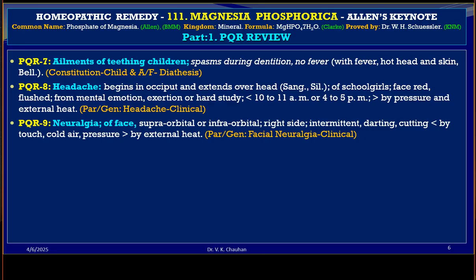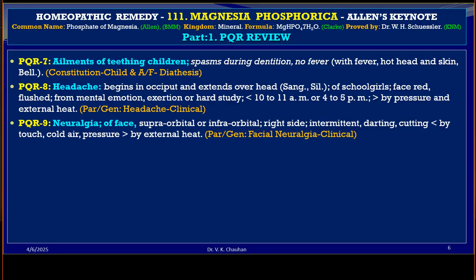Supraorbital is a branch of the first division of the trigeminal nerve, that is the ophthalmic division, and or infraorbital. The infraorbital nerve is a branch of the maxillary division of the trigeminal nerve. Trigeminal has three branches: ophthalmic, maxillary, and mandibular. So he is not telling us about the mandibular branch. He is telling specifically the supraorbital nerve and infraorbital nerve. So in the distribution of the ophthalmic division or maxillary division there will be pain.